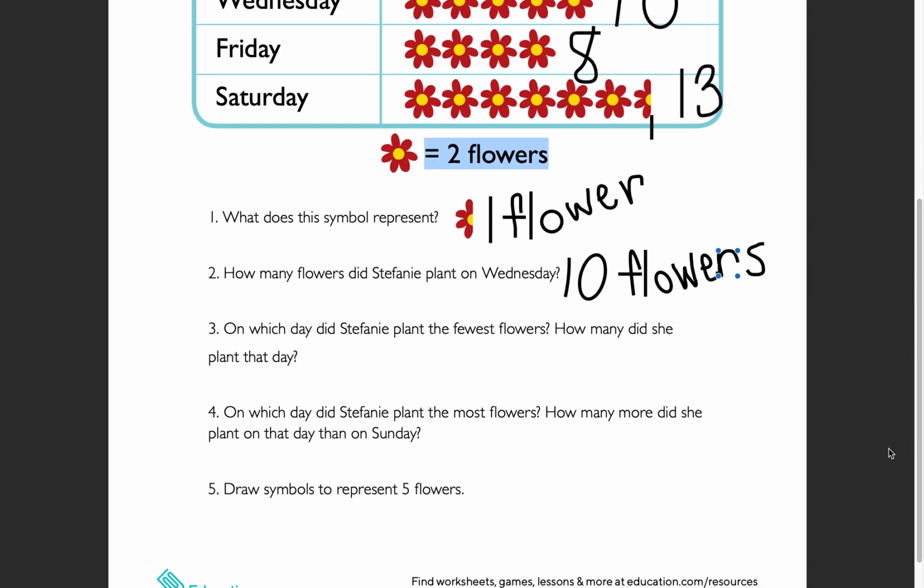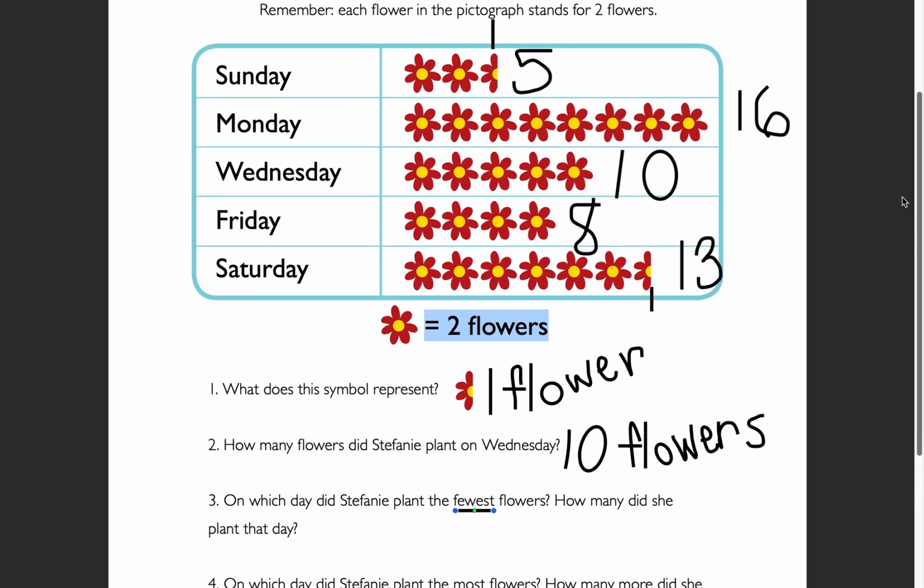Number 3. On what day did Stephanie plant the fewest flowers? Ooh, do we remember what fewest means? Fewest. So let's look. Fewest. Who remembers what fewest means? Fewest means the least or the littlest. So which number is the smallest? Can you say it out loud? Can you find the day?